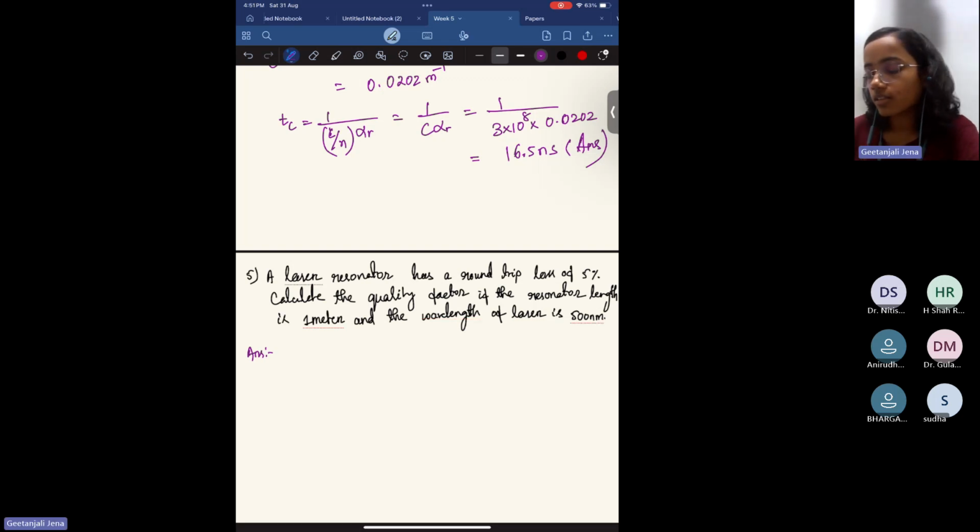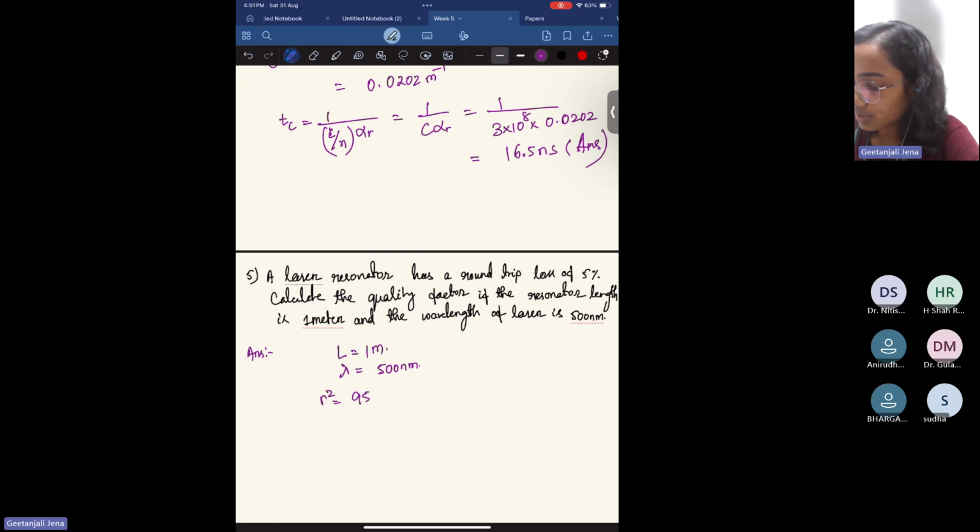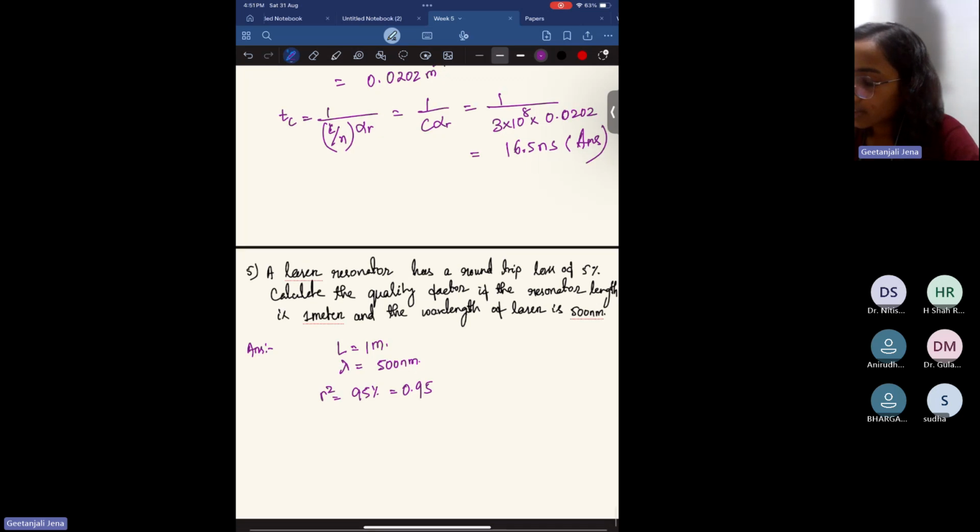So the last one is: a laser resonator has a round trip loss of 5%. Calculate the quality factor if the resonator length is 1 meter and the wavelength of the laser is 500 nanometers. So what is given to you? The resonator length is given, which is 1 meter, and the wavelength that is confined is 500 nanometer. And there is a round trip loss of 5%. So that means R square will be 95%, so it is 0.95. So calculate the quality factor.